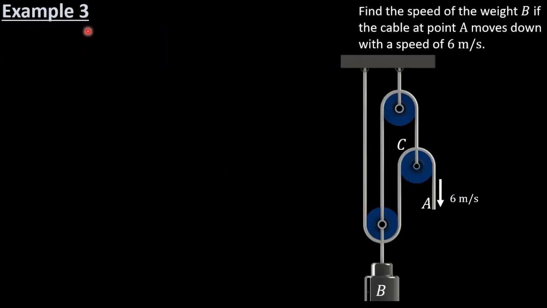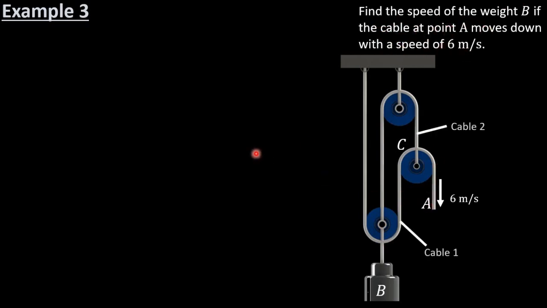So example 3, find the speed of weight B, so weight B is down here, if the cable at point A moves down with a speed of 6 meters per second. So hopefully you get the idea of this by now, so if you'd like to pause the video and have a go at this question and then resume once you're finished. Okay, so we're trying to find the speed of weight B if the cable at point A moves down with a speed of 6 meters per second.